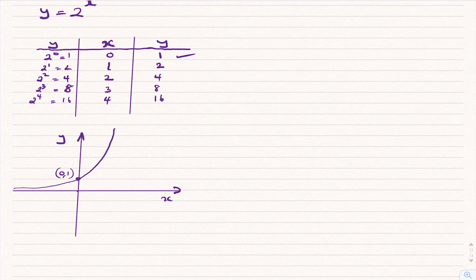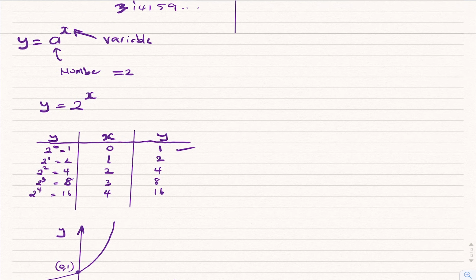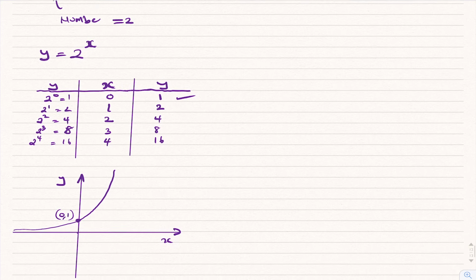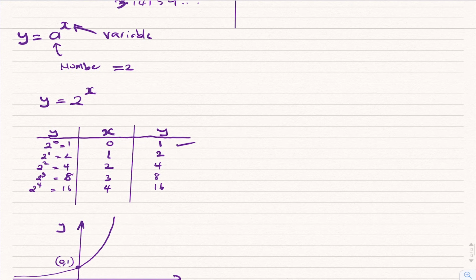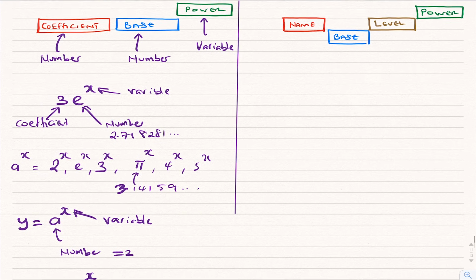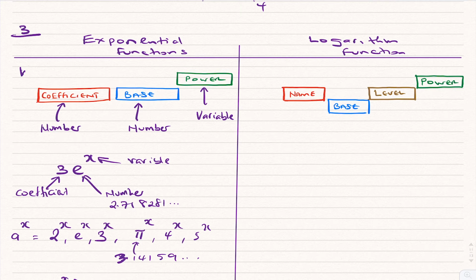So that's what we meant by a variable number. x is a variable because it's taking different numbers in to get the values of y, and we can plot those. And that's the exponential function in that case. So when the power is a variable, we call it an exponential function. An exponential function is when the power is a variable.